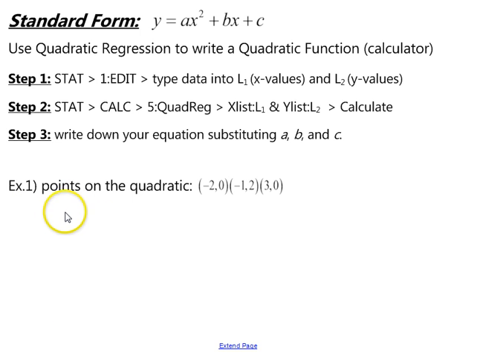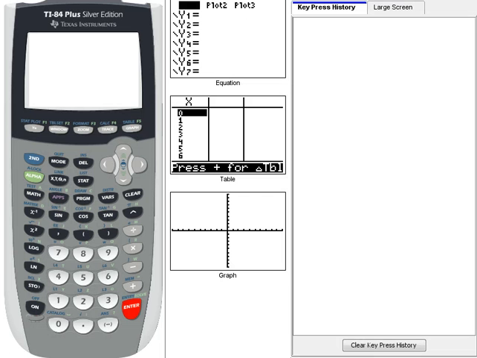So hopefully you wrote all that down. Now before we move over to the calculator, I want you to write this down in your notes. Our first example, we're given 3 points of the quadratic: negative 2, 0, negative 1, 2, and 3, 0. Okay, so now we're back into our calculator.